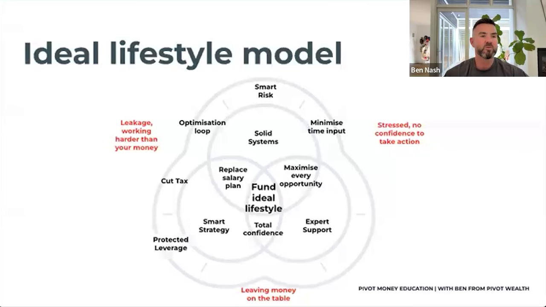The next one is around protected leverage, and protected leverage is using smart debt, using the bank's money to actually grow your money faster. Debt is a little bit scary and risk is really important to be managed, but particularly as you build up substantial amounts of wealth over time, using the bank's money at least a little bit can give you some real tax efficiencies and allow you to get ahead faster.